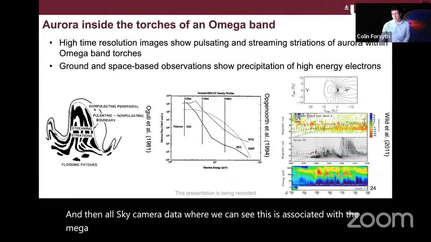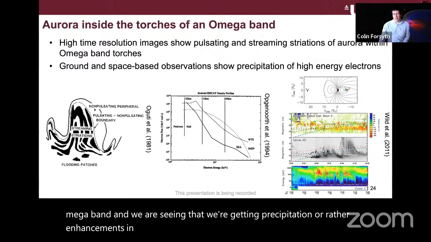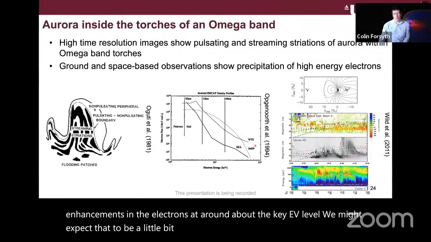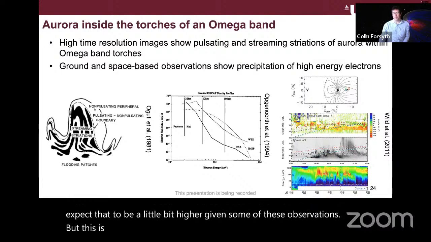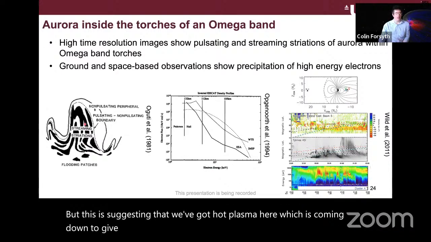And we are seeing that we're getting precipitation, or rather enhancements in the electrons at around about the keV level. We might expect that to be a little bit higher given some of these observations, but this is suggesting that we've got a hot plasma here, which is coming down to give at least these striations and this pulsating aurora within the torch feature.